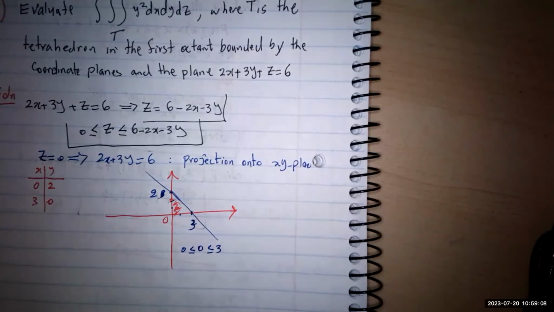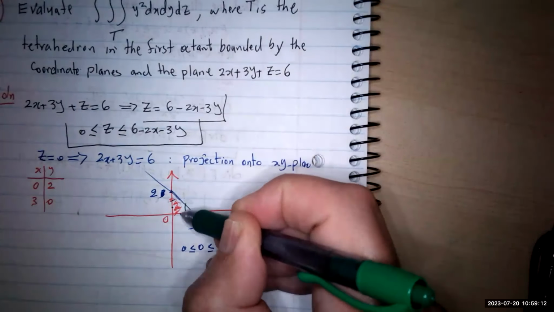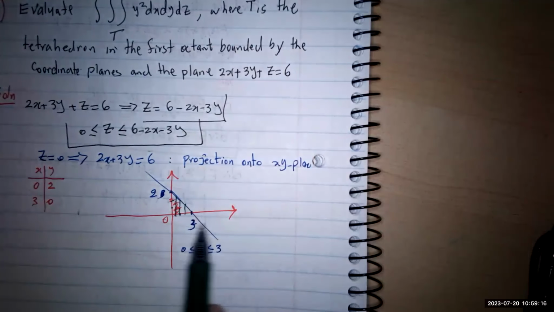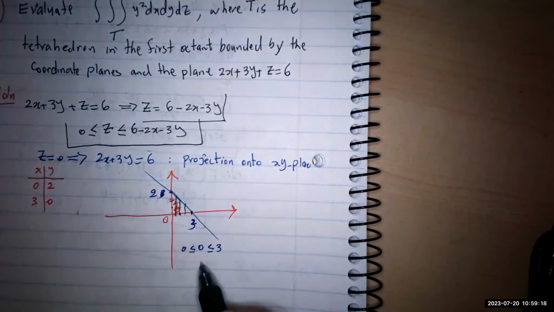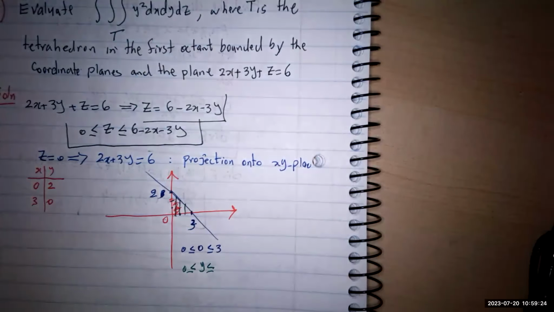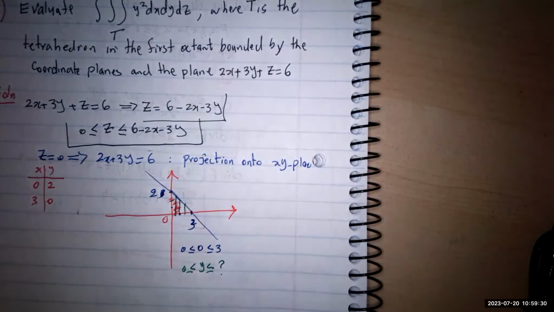Then you have to go up and down to get the y. You see, up, down, up, down, up, down. If you go up, down, the bottom one is 0, which is going to be y equal to 0. And the top is this line here. Okay, the top is this line. So you have to find the top. So we're going to find it.